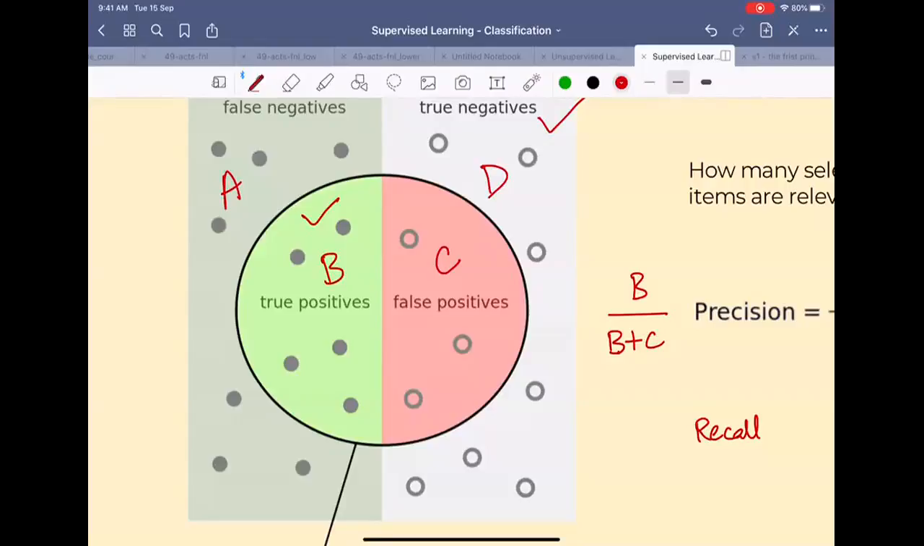Let me also take some numbers for you. Let me say that A is 25, B is 75, C is 25, and D is 75. So let's say these are the number of people present in A, B, C, and D. So what will be the precision of our model? What will be the precision of our model in terms of numbers?